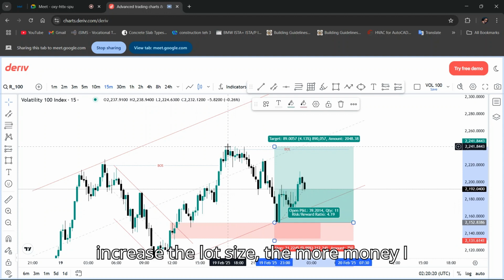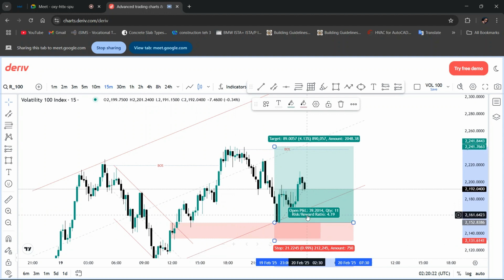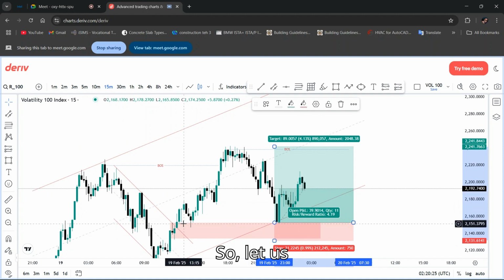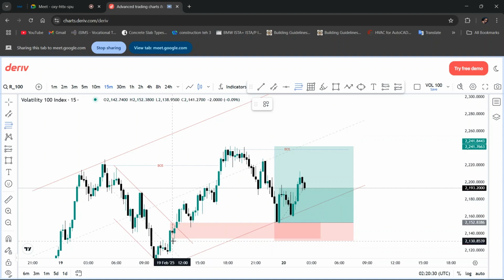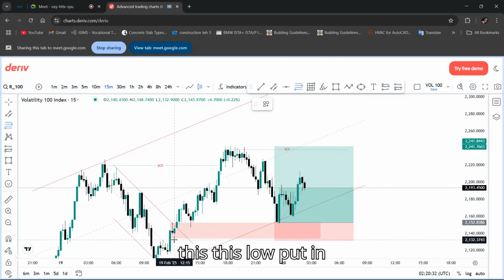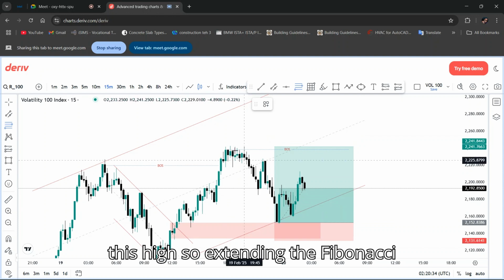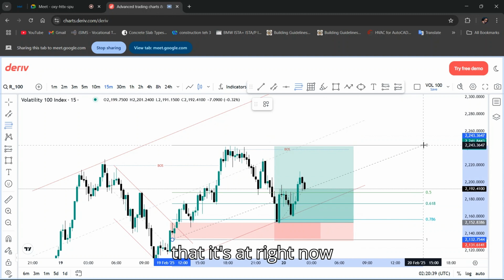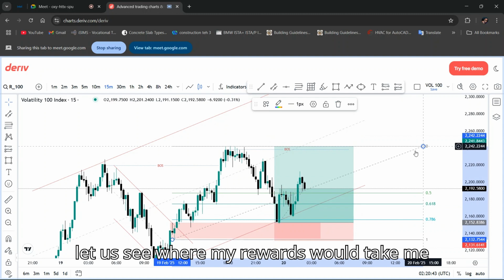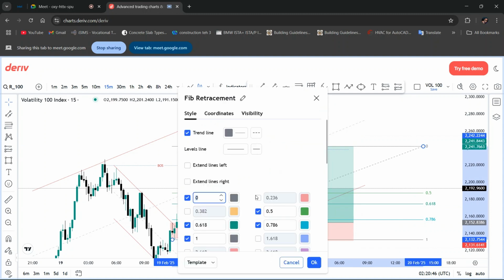The more you increase the lot size, the more money you aim to make. So let us check the Fibonacci for a minute, and this low put in this high. So extending the Fibonacci from this low to the current high that it's at right now. Let us see where my risk rewards would take me.